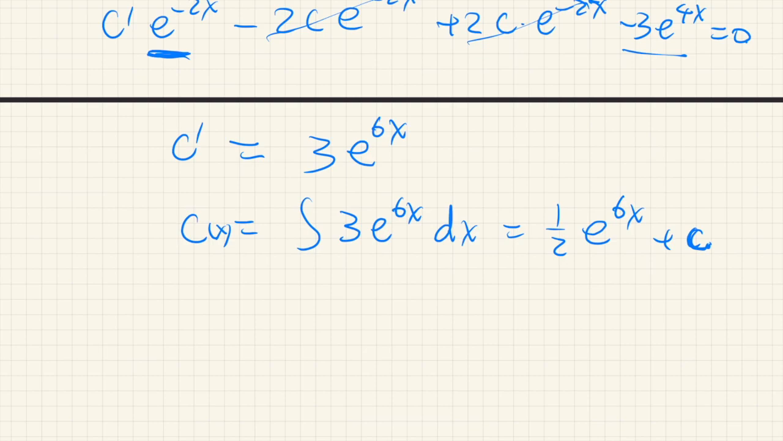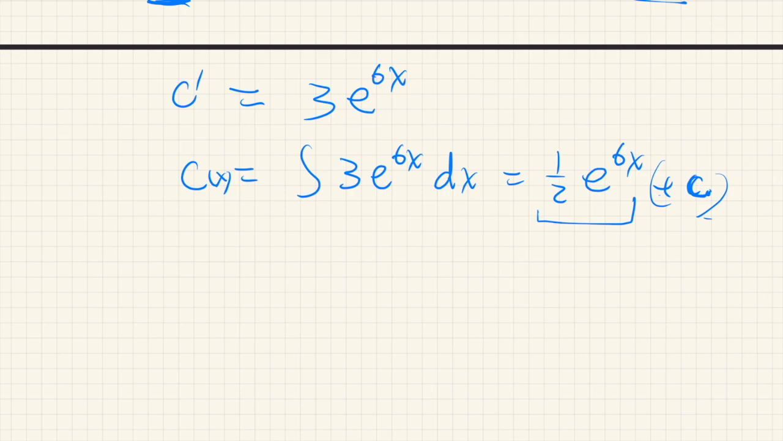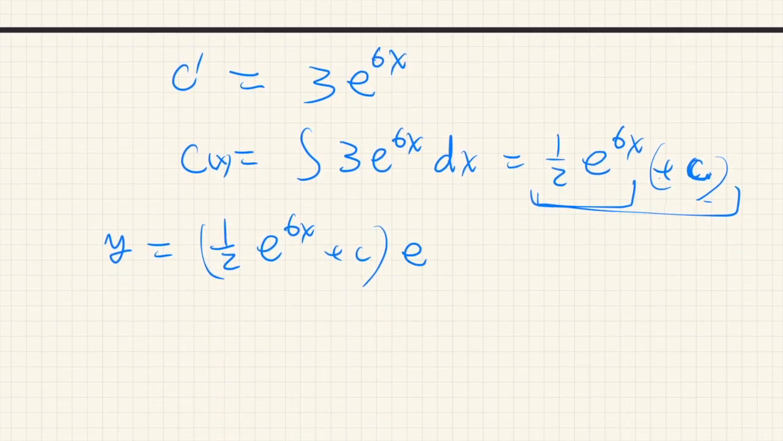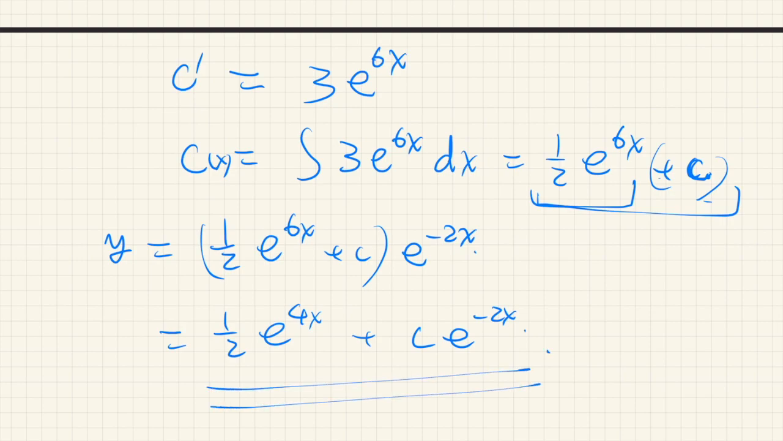Just ignoring this constant term here, we can say that this is a special solution. I mean, if you multiply this with capital Y, then that is the special solution. So the general solution should be this: 1 over 2 e to the 6x plus constant, times e to the power of negative 2x. Just expand this. We have 1 over 2 e to the power of 4x plus constant times e to the negative 2x. So this is the general solution of the inhomogeneous differential equation.